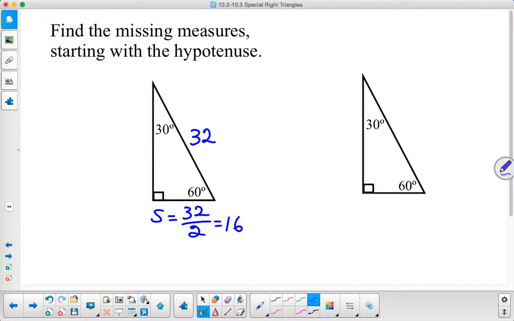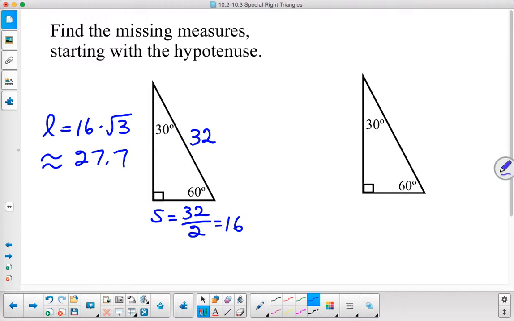Now to get the long leg, look in your notes what it says. Short leg times square root of 3. In decimal, 16 times the square root of 3 is 27.7 approximately.